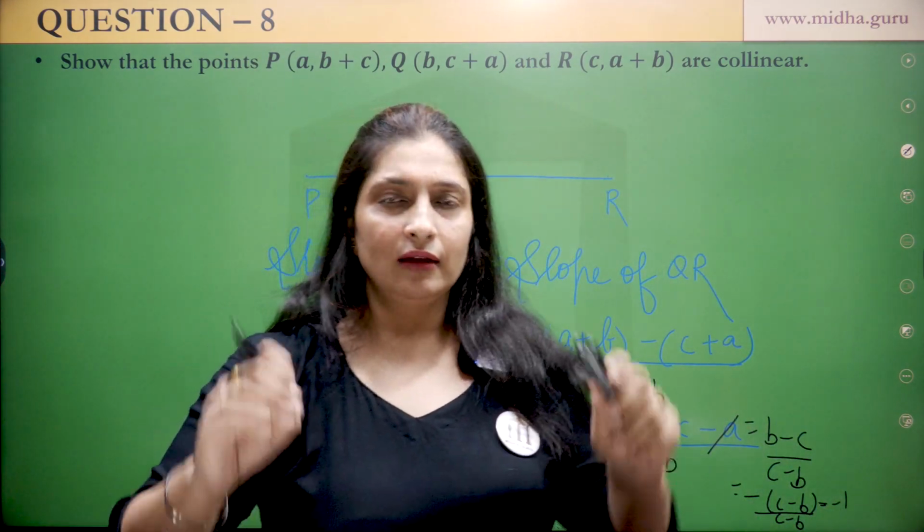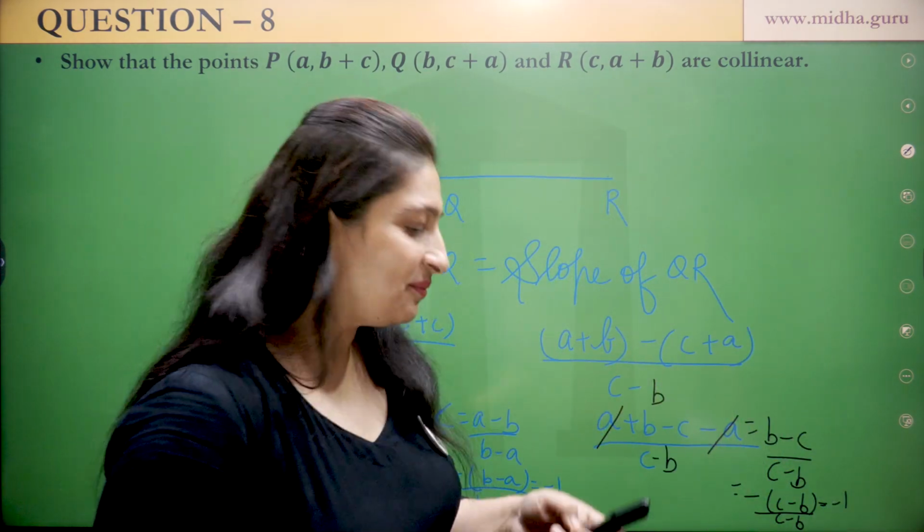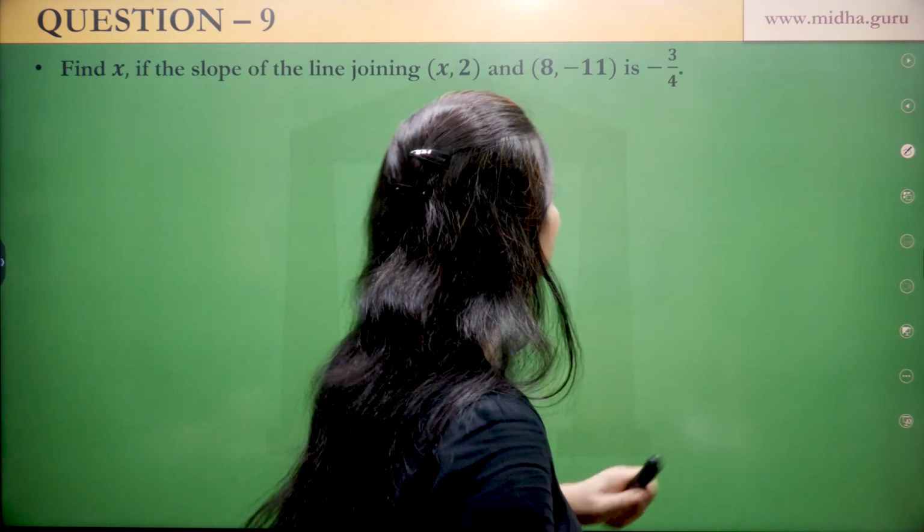That means P, Q and R lie on a straight line, right? Come on, we'll move on to the next question. Let's see what is the next question.